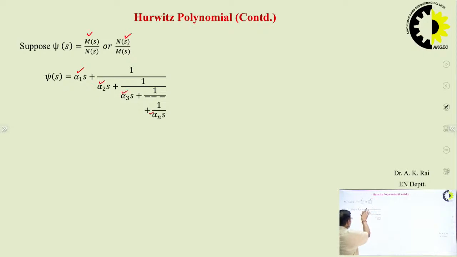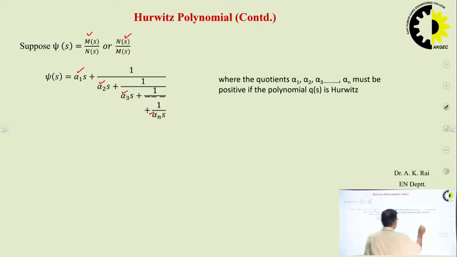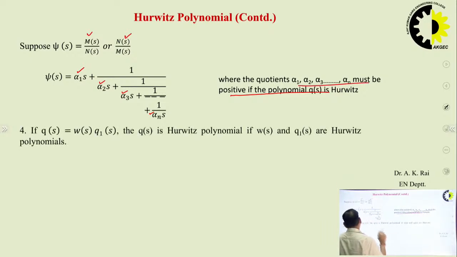Okay. If all alpha 1, alpha 2, alpha 3 up to alpha n are positive, then the given polynomial is a Hurwitz polynomial. This is, you can see. Clear?